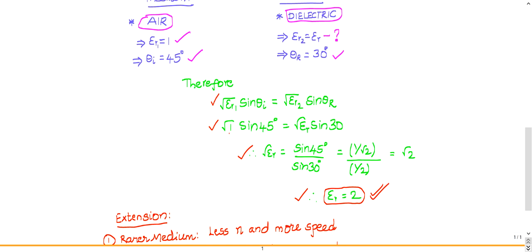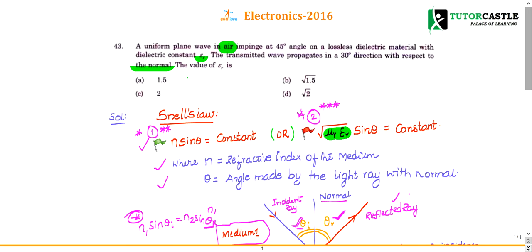This is the final solution. I need not explain step by step, I guess. So it's a very simple question. So the right choice is 2 or root 2. What is that? Yeah, it is 2. Option C is the right choice.